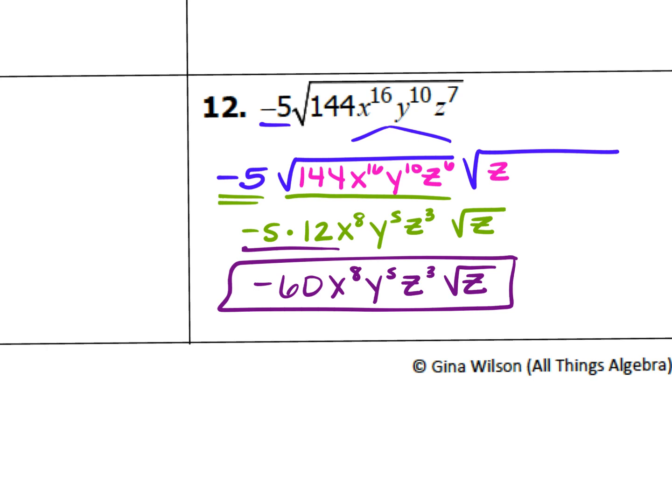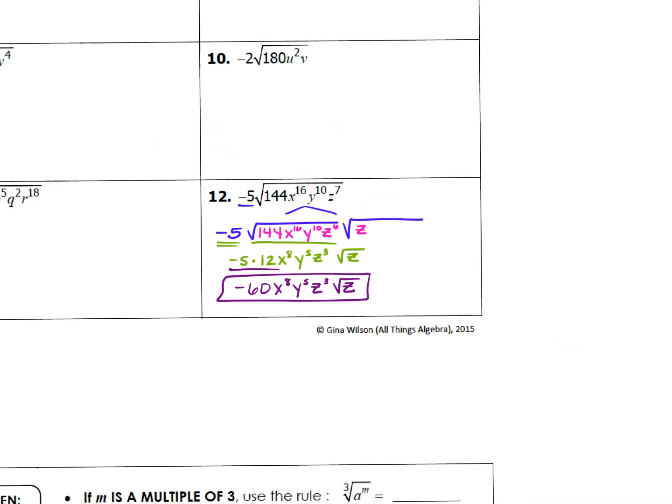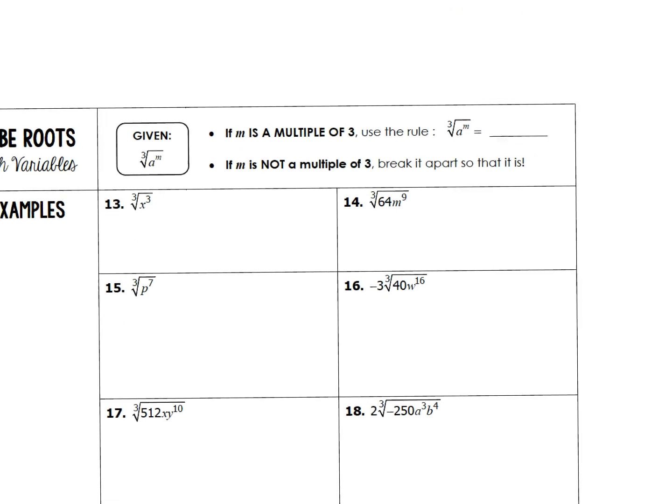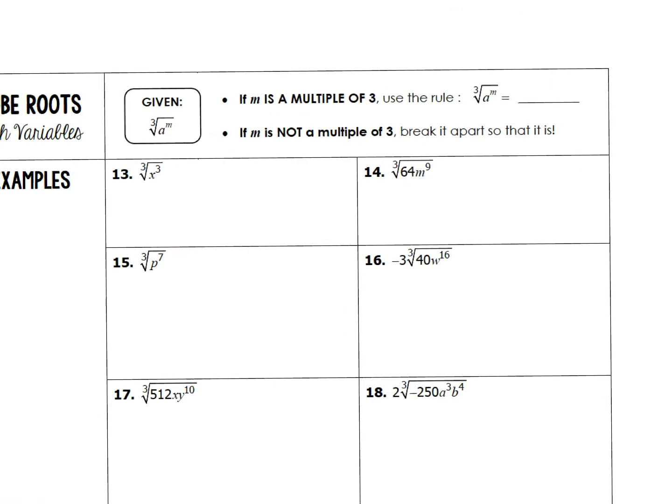Okay, let's mix it up a little bit again, shall we? The good news is this is the same idea. You just have to change your number, okay? If it is a cube root, if that number is a 3 instead of a 2, what do you suppose we're doing?